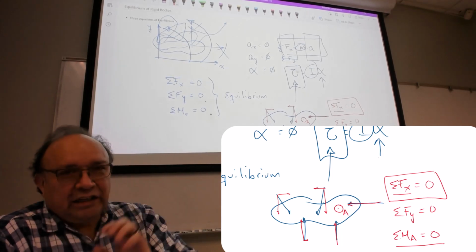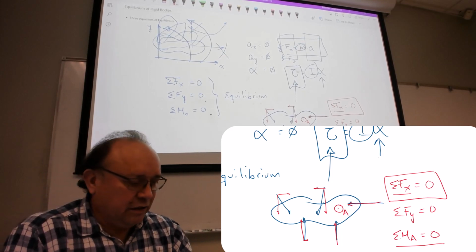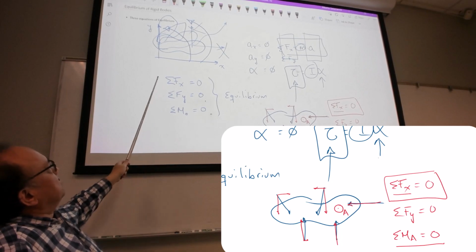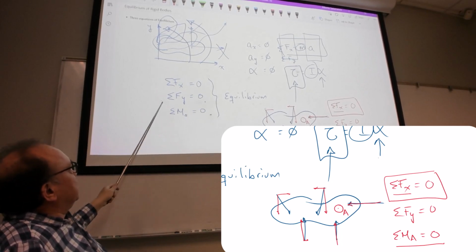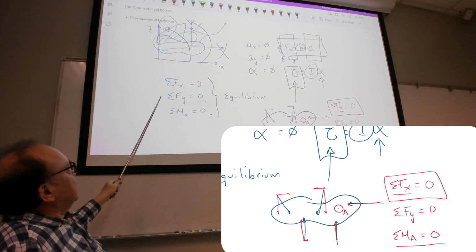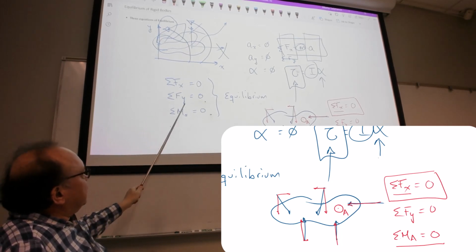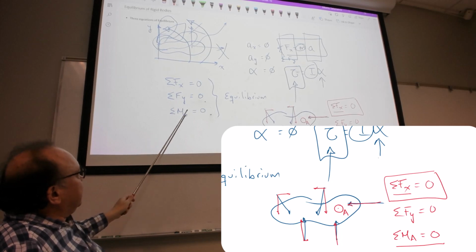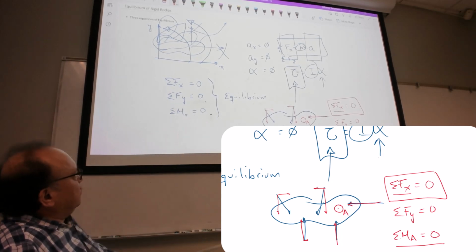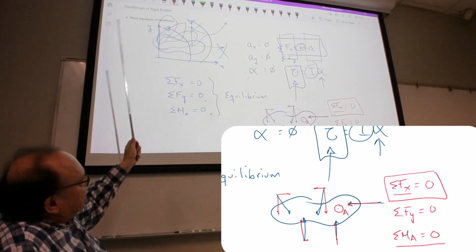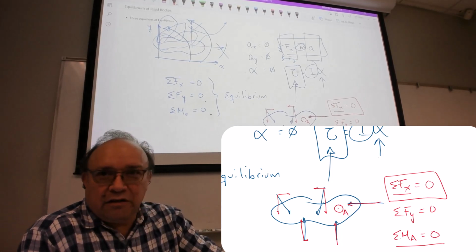That's the general idea about equilibrium in 2D for rigid bodies. Very similar to particles. For particles, we only analyzed this portion here, and we were able to find two unknowns. Now we add the rotational ingredient here, so we are able to find another unknown. So in general concept, is there any question?